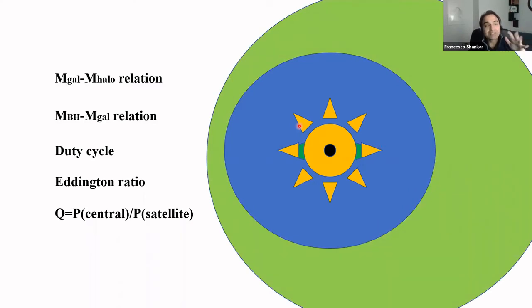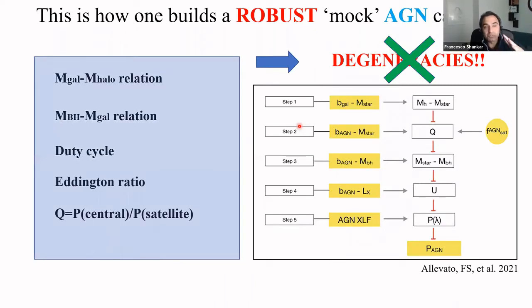And if we do this, we are able to reproduce, without degeneracies, a number of observables, like, for example, the AGN X-ray luminosity function, and the clustering of AGN as a function of stellar mass, black hole mass, and X-ray luminosity. The clustering means the spatial distribution of AGN. So we are using this to build AGN mocks within Euclid.